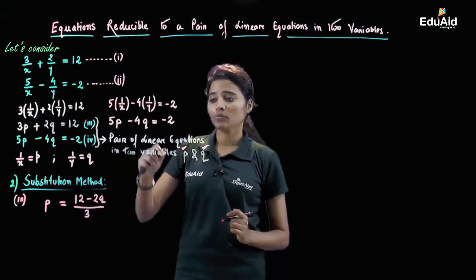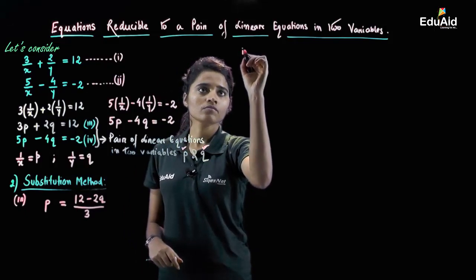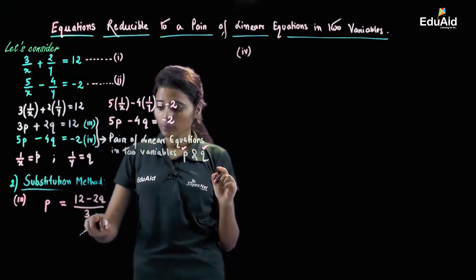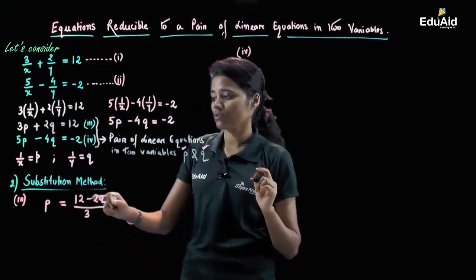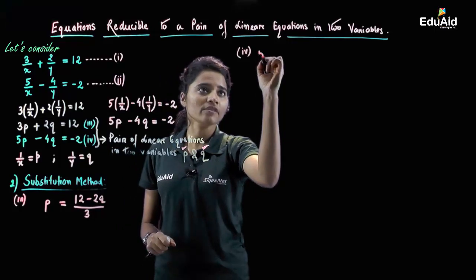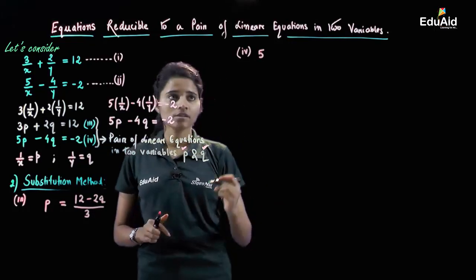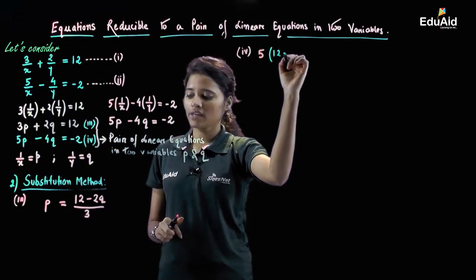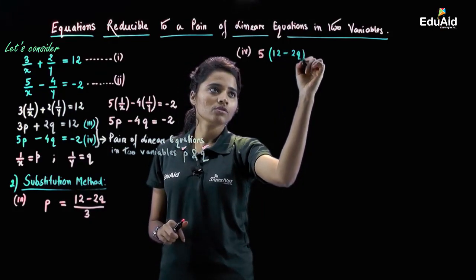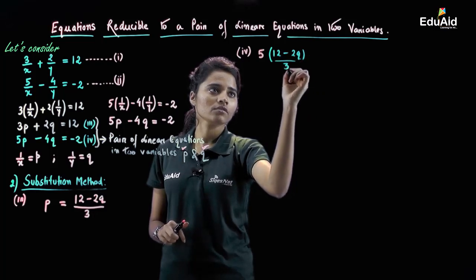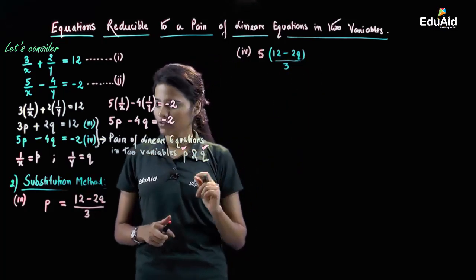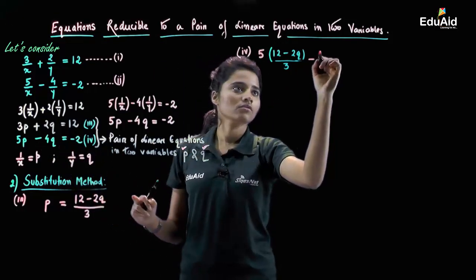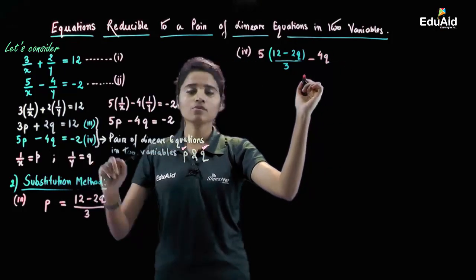Then, in equation number 4, I am going to substitute the value of p. Okay, that's the reason it's known as the substitution method. So, 5, what is the value of p? It is 12 minus 2q divided by 3. Then I'll have minus 4q is equal to minus 2.